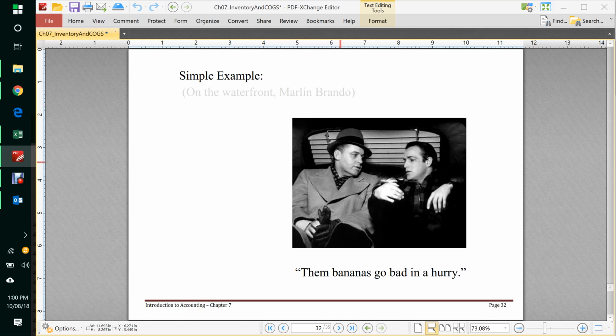This is a scene from On the Waterfront with Marlon Brando. This guy has a boat full of quickly ripening bananas at the Hoboken docks, and Marlon Brando is head of the Teamsters, and he's saying them bananas go bad in a hurry. He's looking for a big bribe to get these bananas unloaded quickly, otherwise it might take a week or two to unload them, and then the value of the bananas isn't going to be anything.